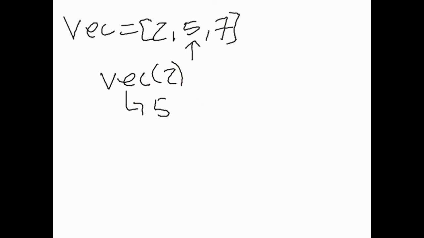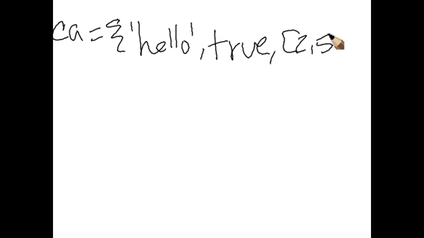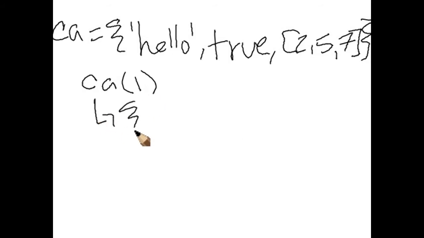So let's create a cell array and try indexing that. I have a cell array containing the word hello, the value true, and the vector 2, 5, 7. And I index my cell array using parentheses at position 1. It will return to me the cell with the word hello. So remember that a cell array is just a vector of cells, so when I index with parentheses, it returns a cell. And whatever the contents of that cell is, it doesn't really matter, it will just return a cell with the contents. But that might not be helpful.